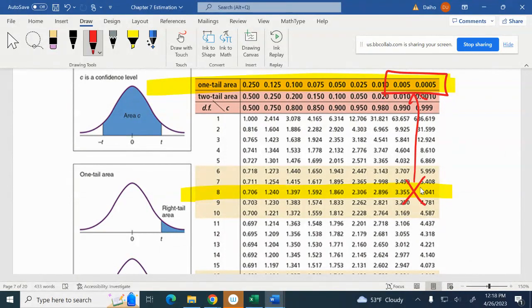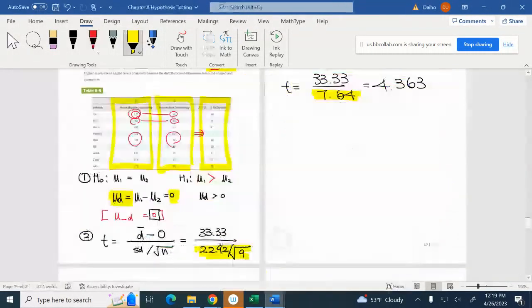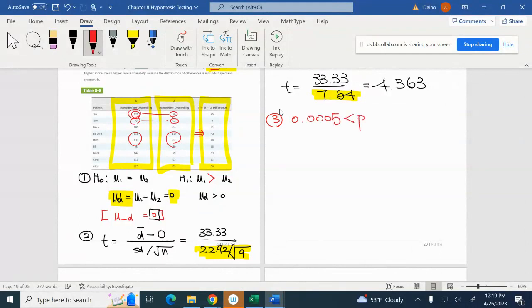Do you remember? How did you get the p-value from the t-table? The p-value from 0.0005 up to 0.005. So let me go back to the note. Now then p-value, step 3: 0.0005 less than 0.005.